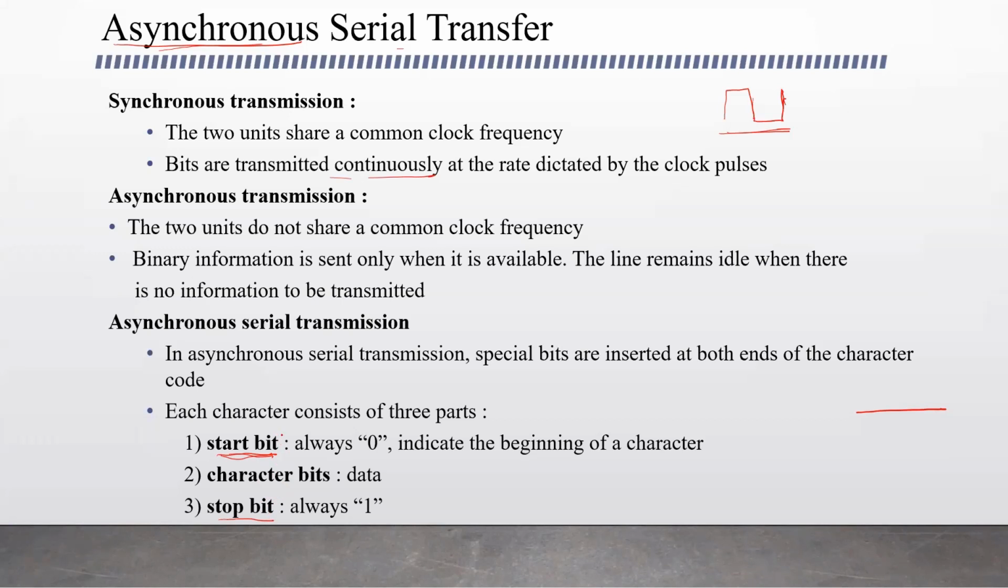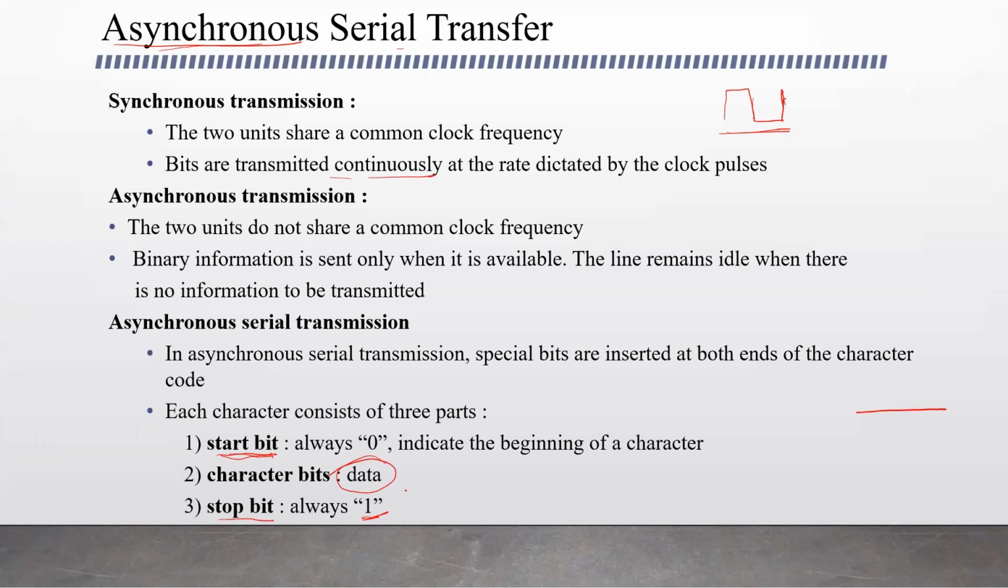So when the character is transmitted, it will have a start bit, then character bits. This is the actual data. Character bits are the data, what the sender wants to send to the receiver. These character bits are added with the start bit and the stop bit. What is the start bit? It is always 0, indicating the beginning of a character. And the stop bit is always 1, indicating the end of the character.